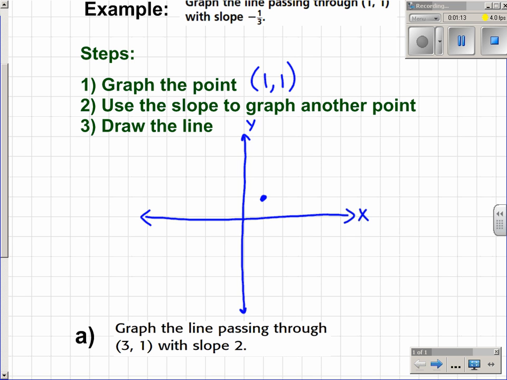All right, now we need to use the slope to graph another point. The slope that we were given is negative 1 over 3, which is saying that x is going forward 3. So this would be 1, that would be 2, and that would be 3. So it's going forward 3, and it's going up 1, the y, which means the second point is going to go there. And then we're going to make the line.